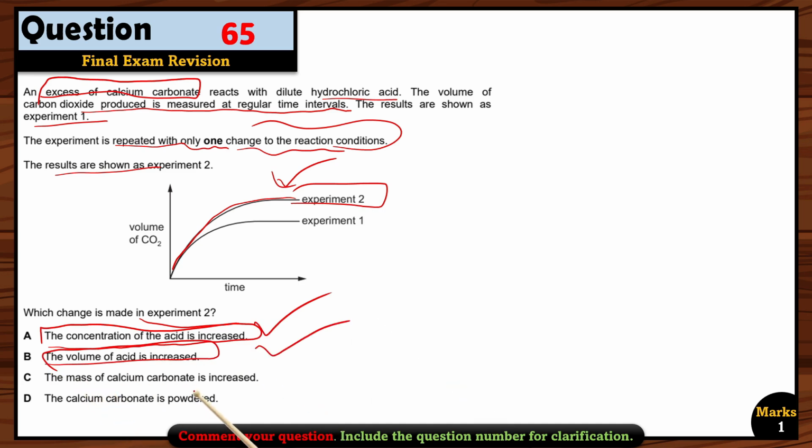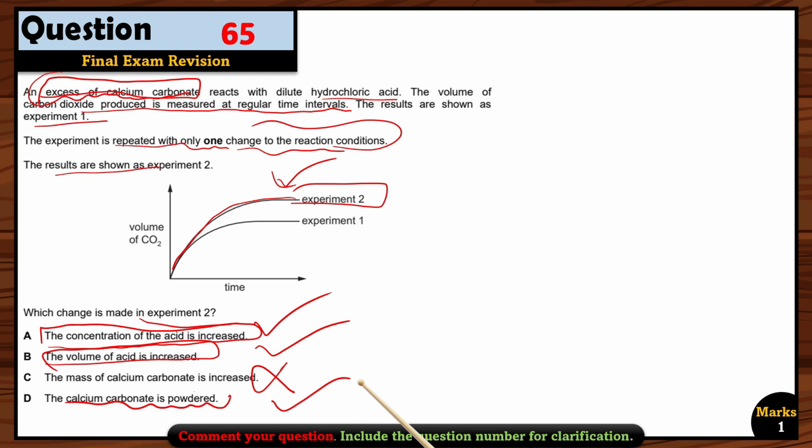Okay, the mass of calcium carbonate is increased. This option is not right because they already said that excess of calcium carbonate is there. So even if you increase, nothing will change. So excess of calcium carbonate means it cannot be the option because we already have a lot of calcium carbonate. So the only thing that is responsible can be either concentration or the volume. The calcium carbonate is powdered. Even if it is powdered, you will see an increase in the rate of reaction, right? So that can also be the option.